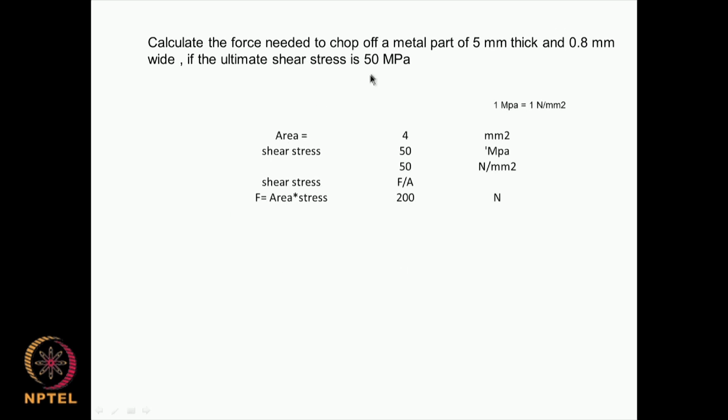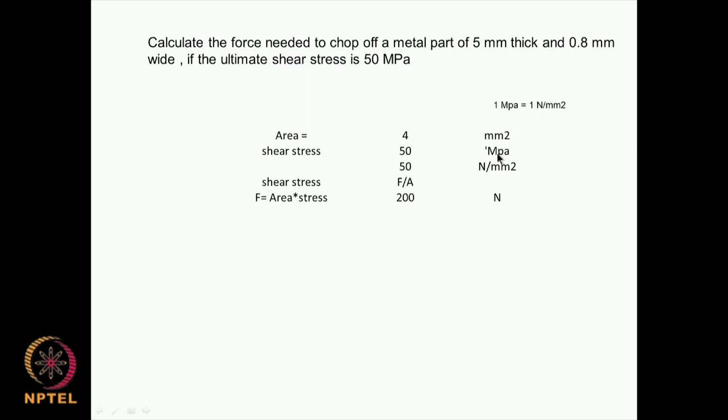Area is equal to its rectangular cross section, so 0.8 into 5, that is 4 millimeter square. Shear stress is given as 50 megapascal, and 1 megapascal is 1 Newton per millimeter square, so it is 50. Shear stress is force by area, so the force is equal to area into stress. Shear stress is 50, area is 4, so we multiply and we get 200 Newton, that is the force required.